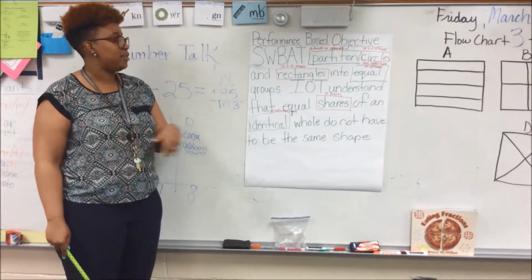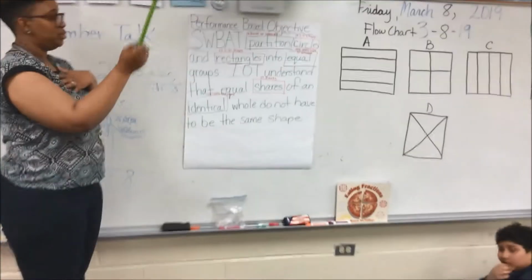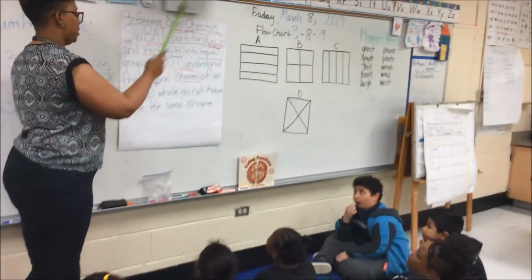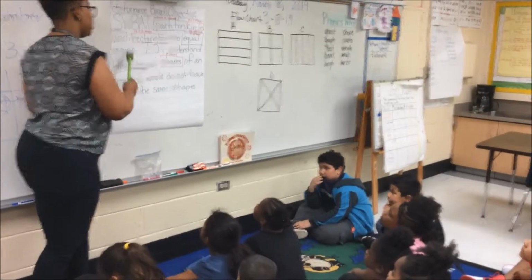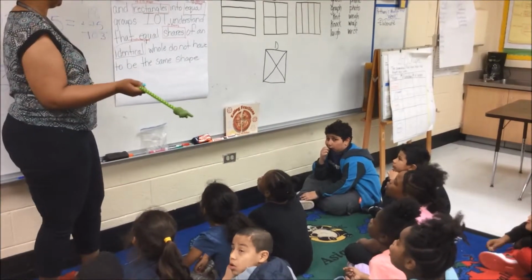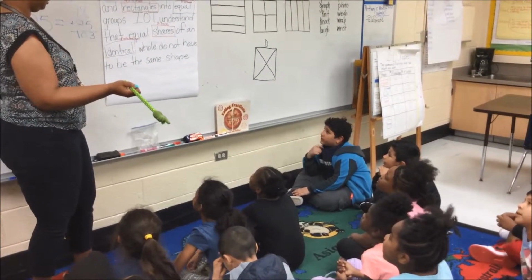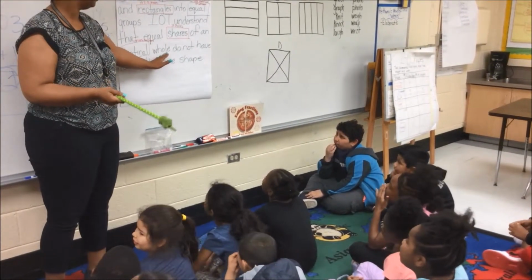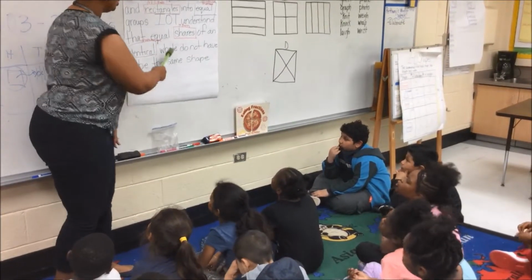Now, this time, you're going to repeat after me. Students will be able to partition circles and rectangles into equal groups in order to understand that equal shares of an identical whole do not have to be the same shape.